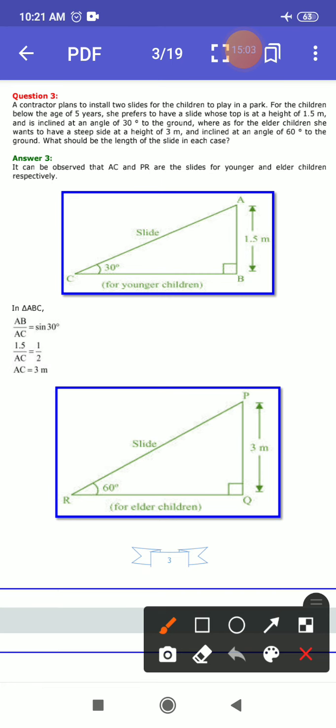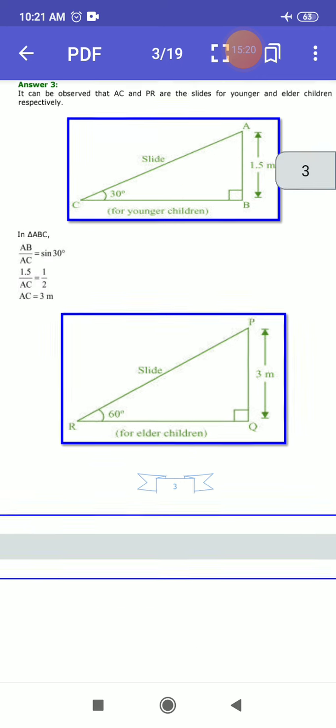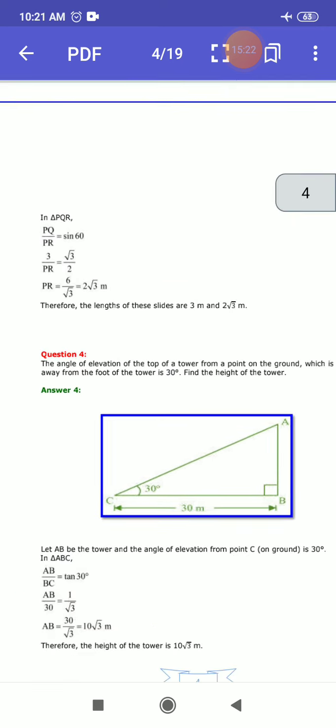Then after you have to solve the second slide. This is your second slide. The same things are given here. The height of the second slide is 3 meter, but its sliding part you have to find. What is the length of this sliding part? So you have to use the same things here. You also use sin theta here, and then find the value of this.